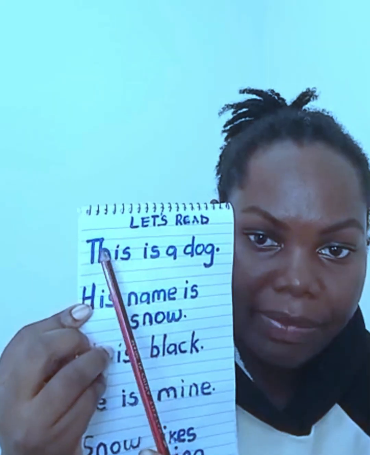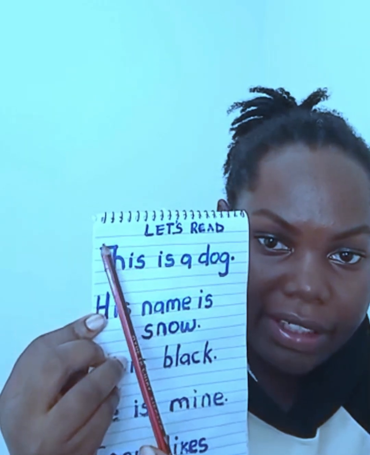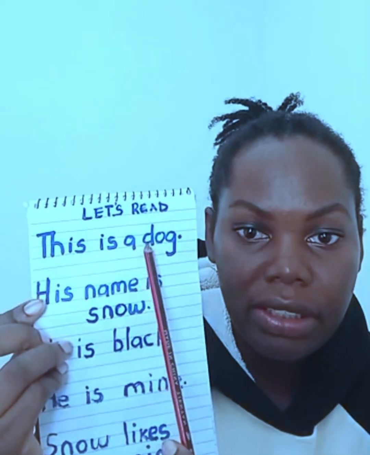This is one word which says "this". In this word, we have a digraph here. These are two letters that make one sound. "This is a dog."